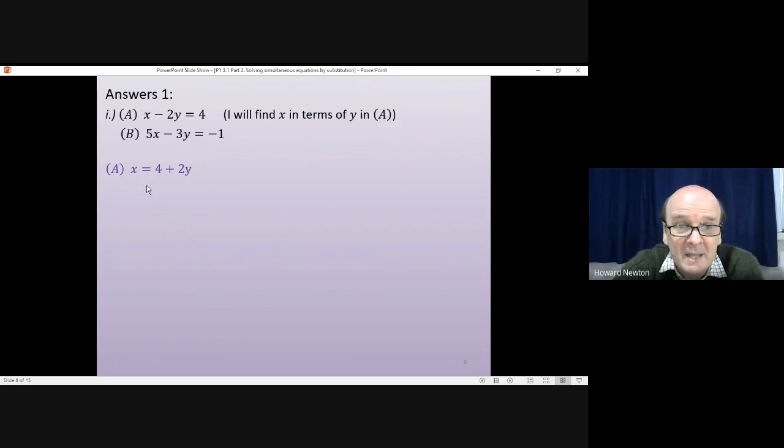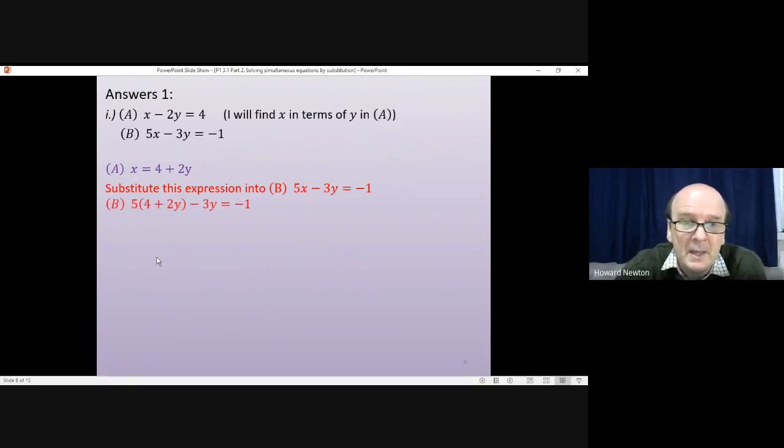Once I've found x, I can then substitute x into the other equation. So I'll substitute that expression into 5x minus 3y is minus 1. Instead of writing x, I'll write 4 plus 2y. And that gives me 5 into 4 plus 2y, take away 3y, is equal to minus 1. That's the tricky bit. Then you multiply out the brackets.